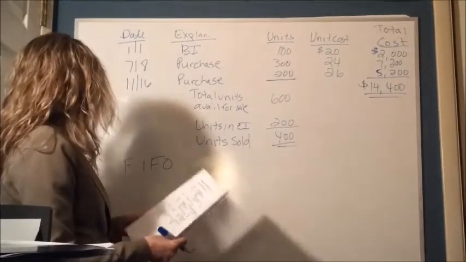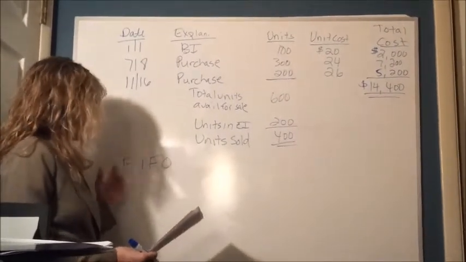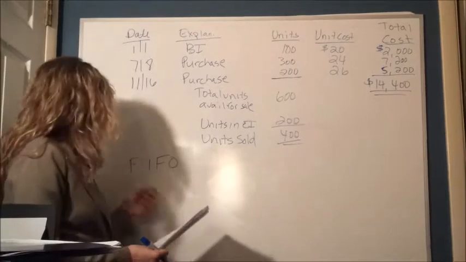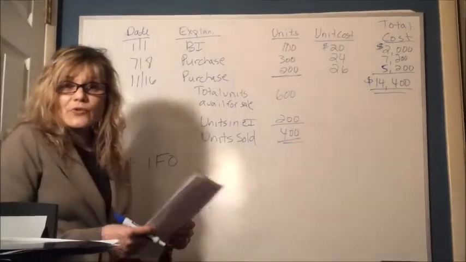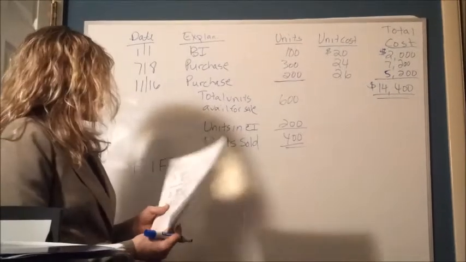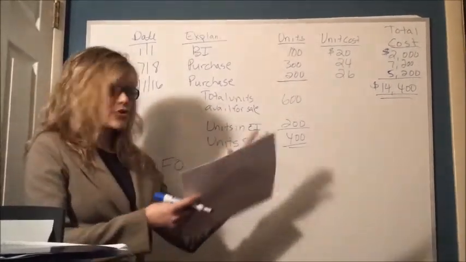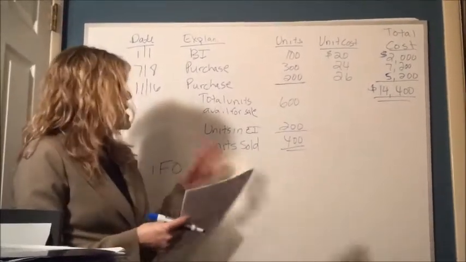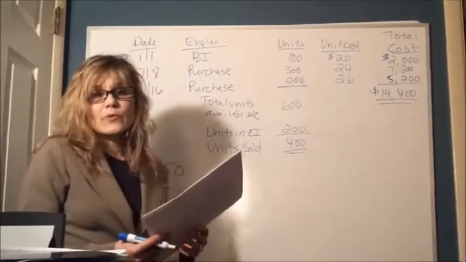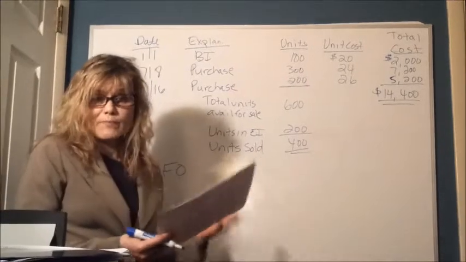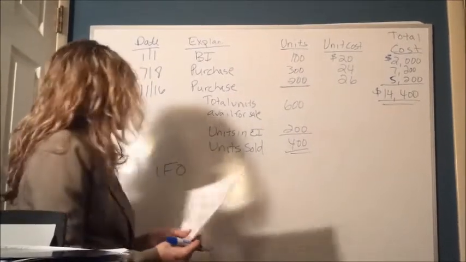So let's look at the first one. First of all, FIFO is first in, first out. The first inventory I purchase, I assume, is the first inventory I sold. Now, of course, the actual merchandise flow doesn't actually have to work that way. It's just what we're going to assume in order to make our various cost decisions.